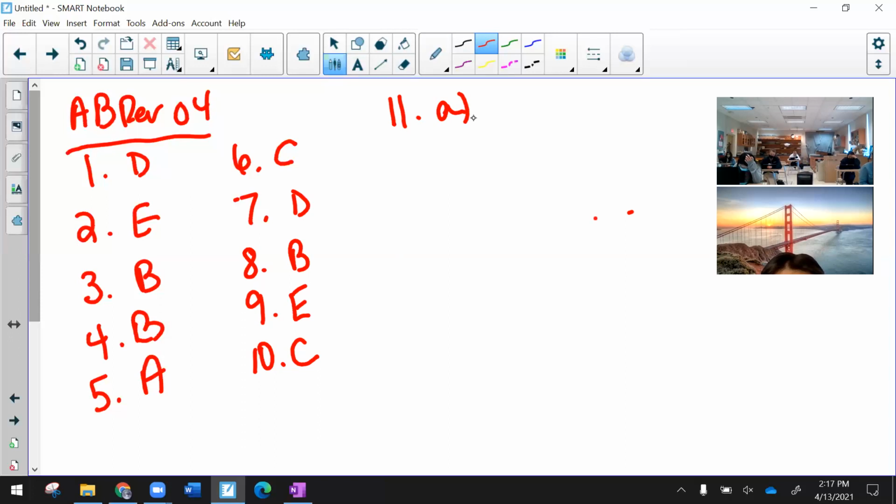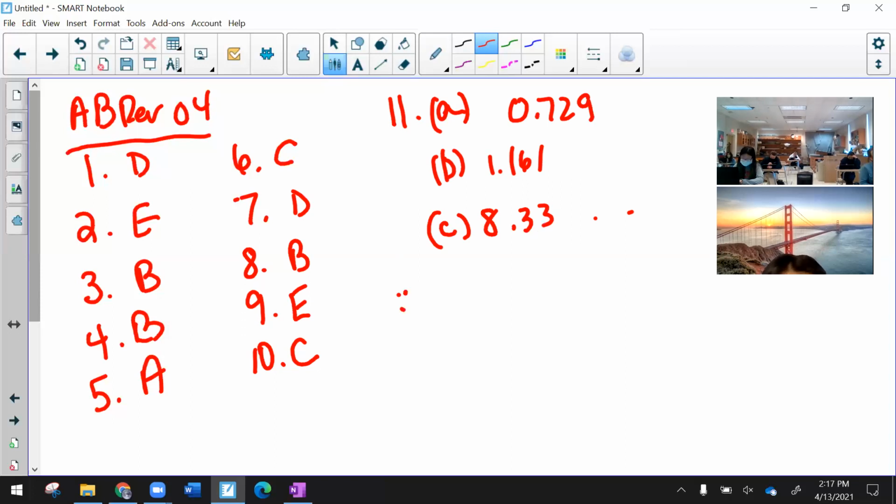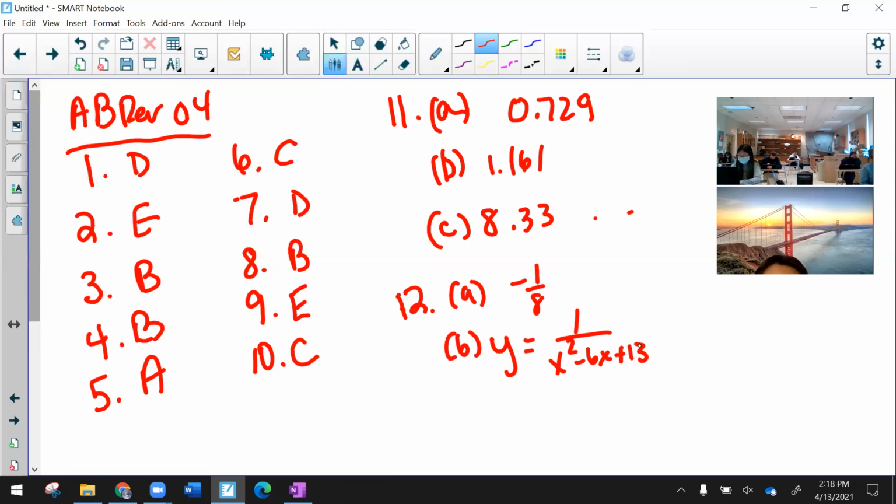11 part A is 0.729. B is 1.161. C is 8.33. For number 12, A is negative an eighth. B is y equals 1 over x squared minus 6x plus 13.